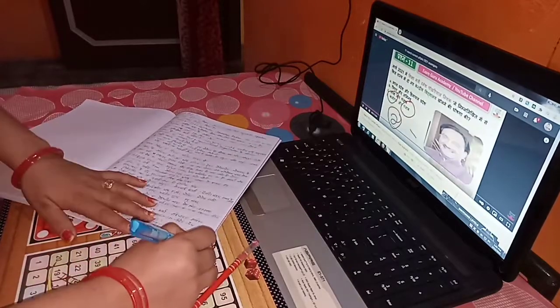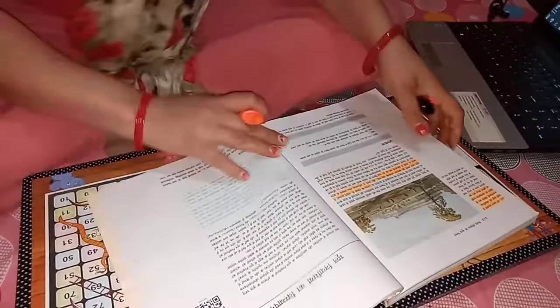And you can see that the time is 1 o'clock, 10 minutes over. Yes, it is 1:10, and I have completed my current affairs, and now exactly at 1:30 I have started my second session of NCERT history. You can see I am opening the chapter from where I am going to study in today's session, and this is chapter 10.